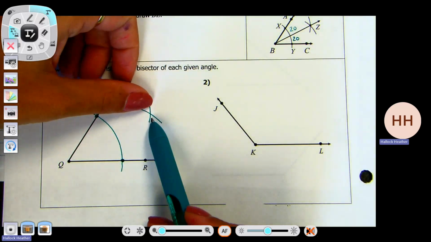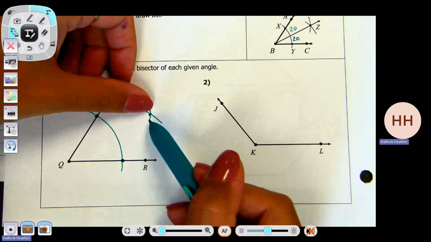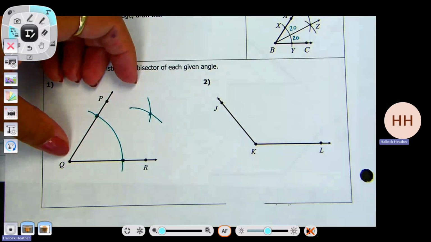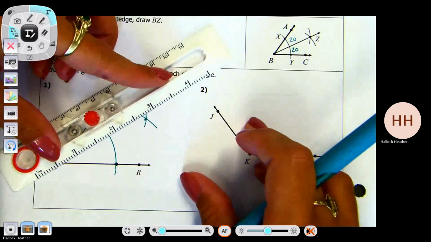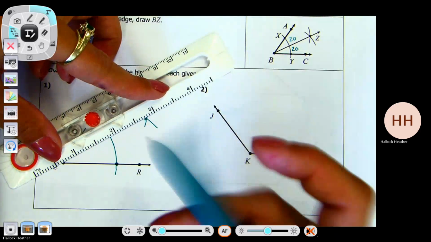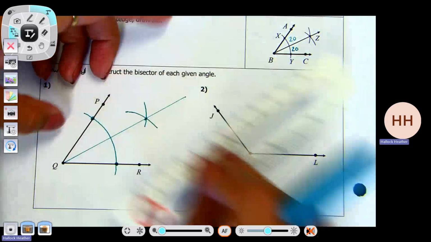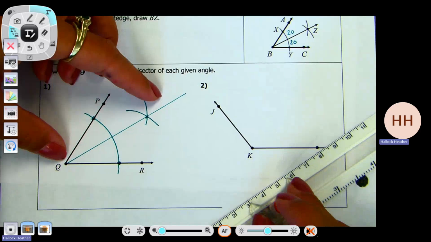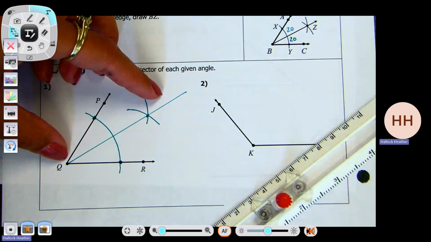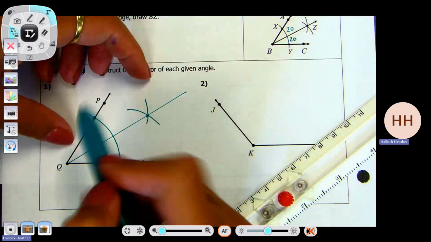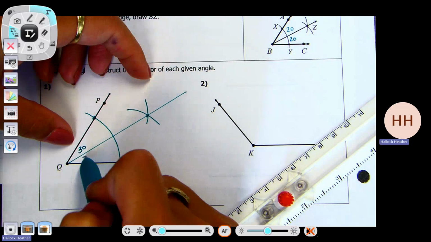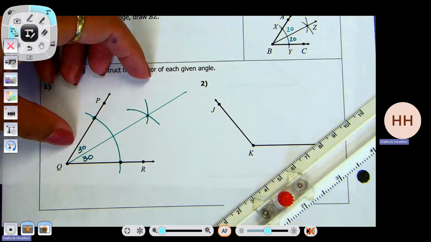So now I'm going to connect where they cross. I'm going to connect this point to point Q, so I'm going to draw a line going straight through the middle. If it's multiple choice, like the chapter 1 test was for constructions, if it ever says the word ruler to do anything, it's automatically incorrect. You're never using a ruler to measure anything. You're always using a compass. So this bisects the angle. If this was like 30 degrees, then this would also be 30 degrees, meaning the whole thing is 60.